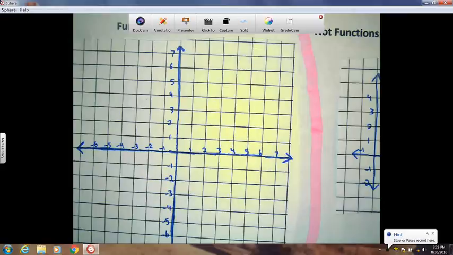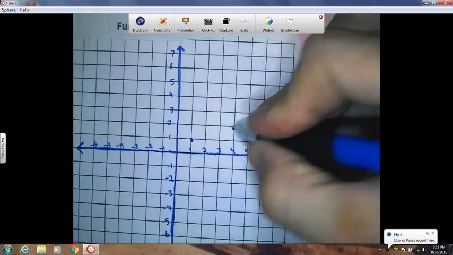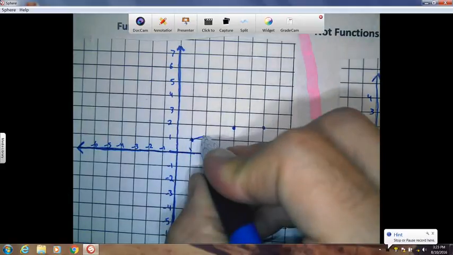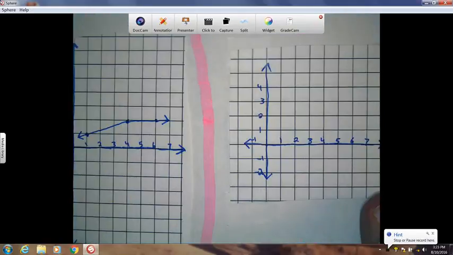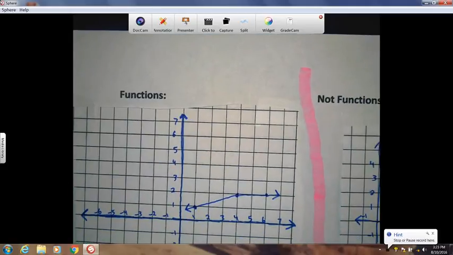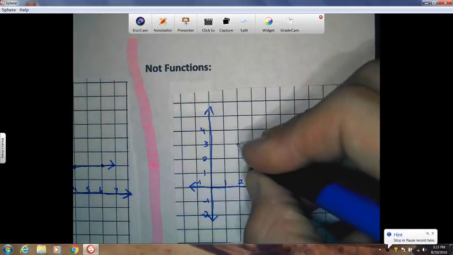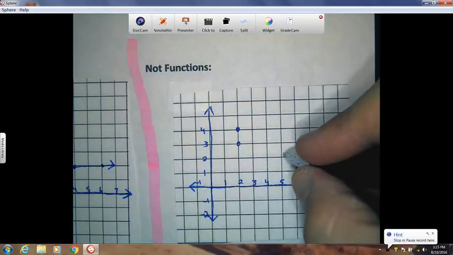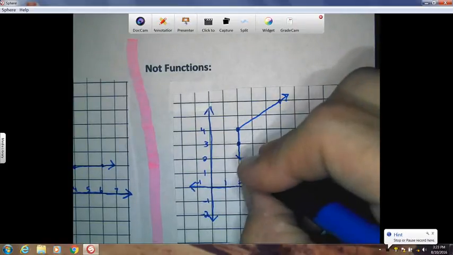So we're going to look at some examples of some things that are functions and some things that are not functions. What I'm doing here is looking at the graphs. The left side here is functions. The right side is not functions. I'm going to show you the difference, and hopefully you will understand from that.